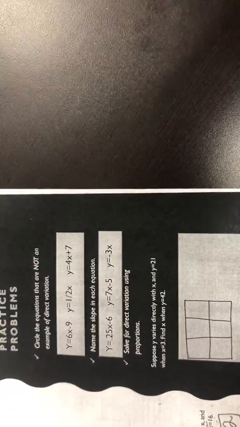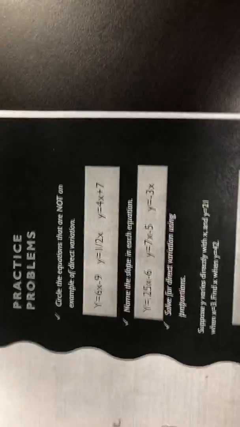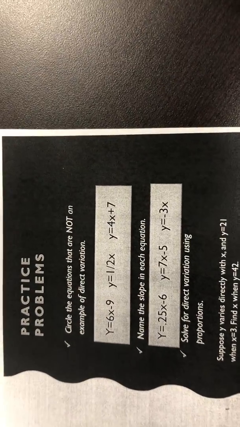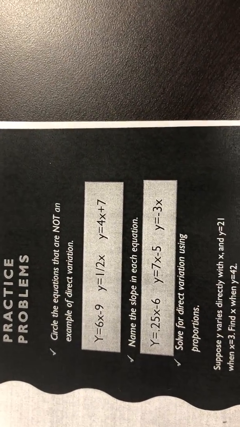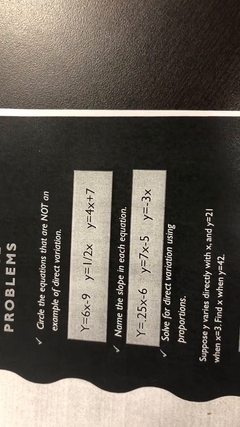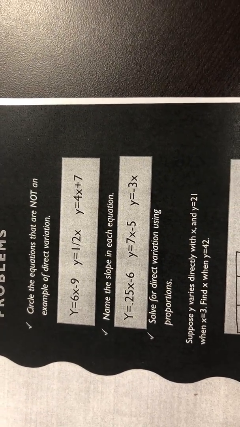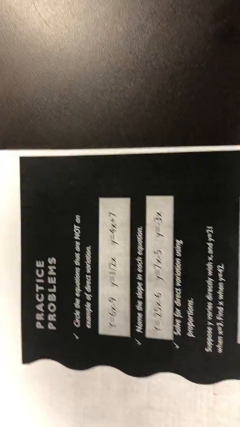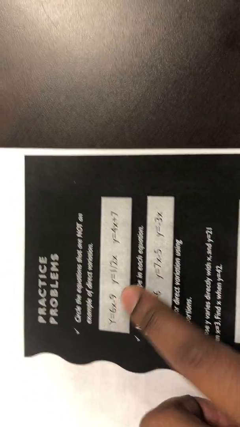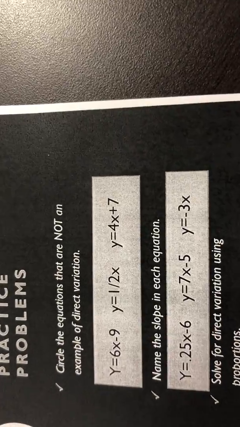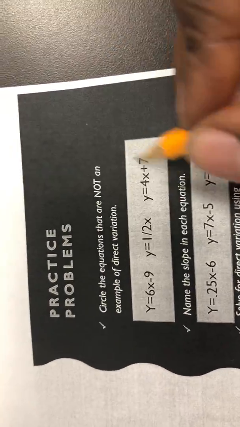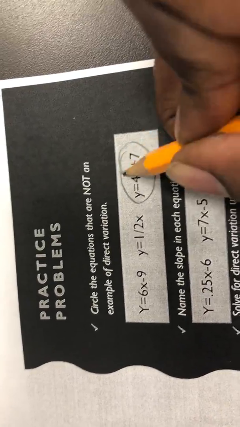All right, so here's some practice problems they wanted you to do, but we're gonna go ahead and just do these together. So it says, circle the equations that are not an example of direct variation. So remember, we said if we're ever dealing with an equation here, we cannot have a plus b. So you can't have any number after the x. All right, so we're going to circle the ones that are not direct variation. All right, so this one would not be direct variation.